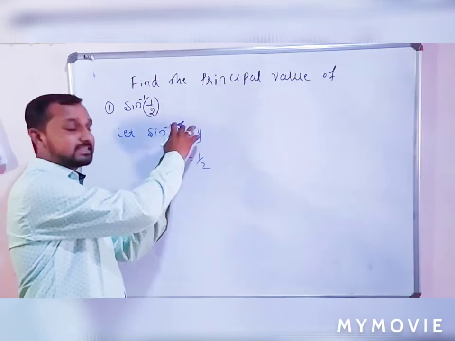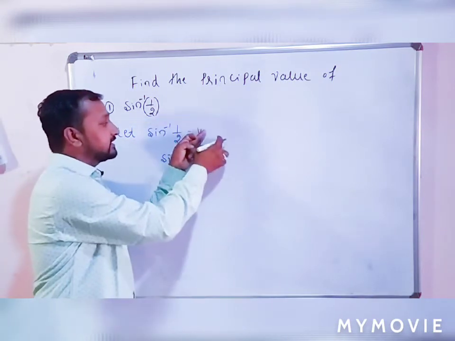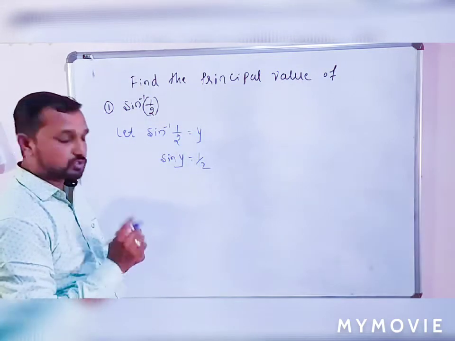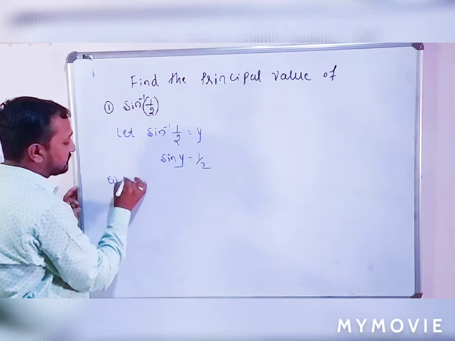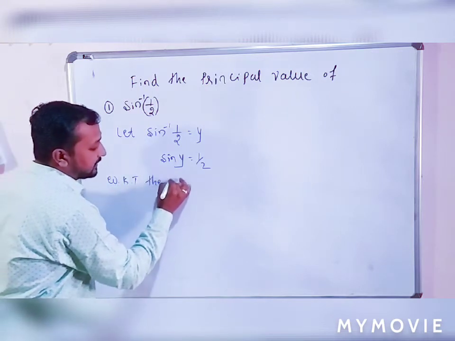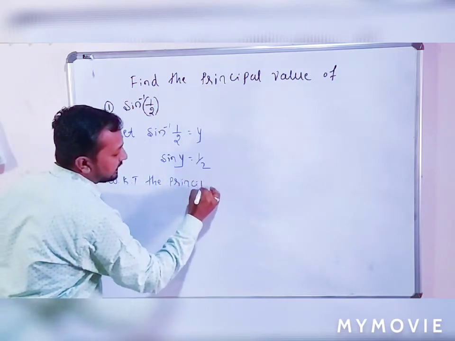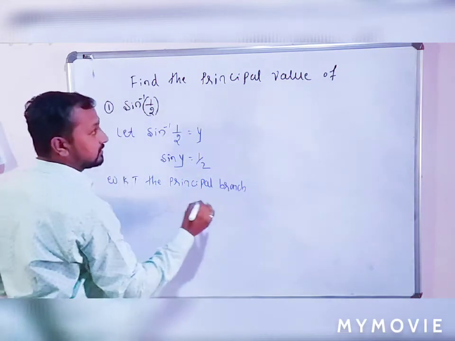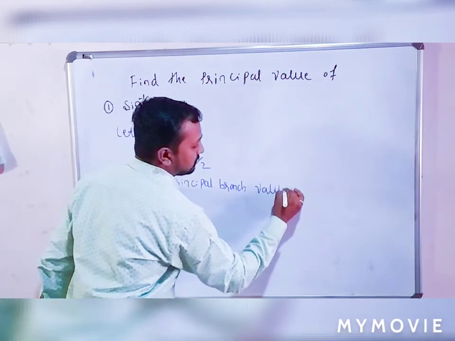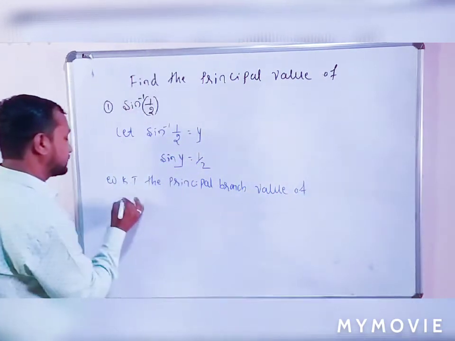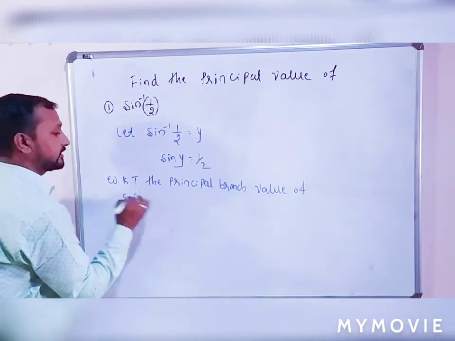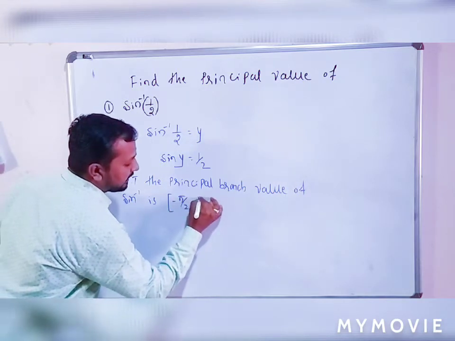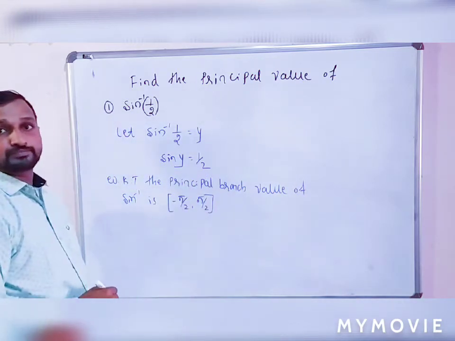So 1 divided by 2 stays as it is, then the sine inverse function is shifted to this side. Sine inverse becomes sine. So sine y is equal to 1 divided by 2. We know that the principal branch value of sine inverse is the closed interval minus pi by 2 to plus pi by 2.